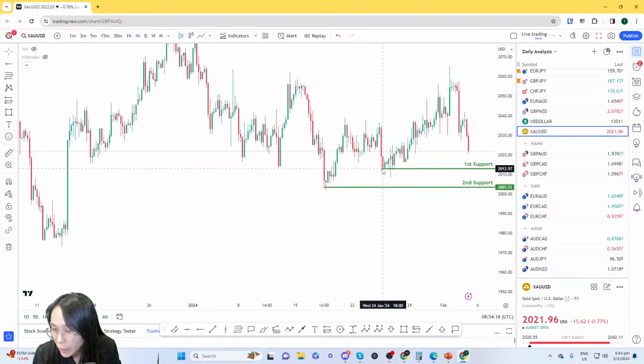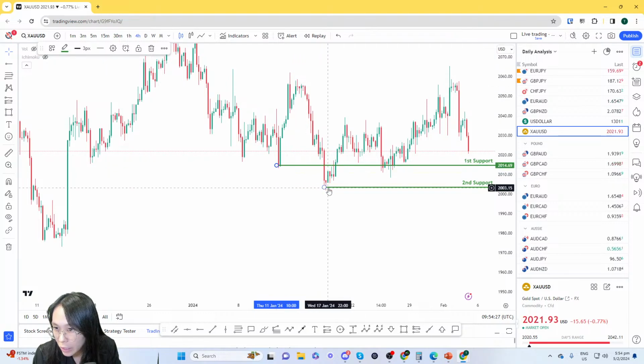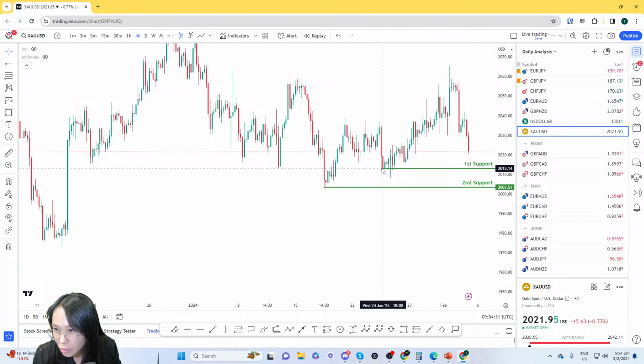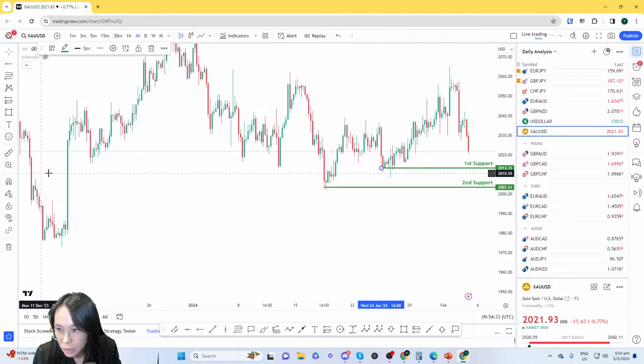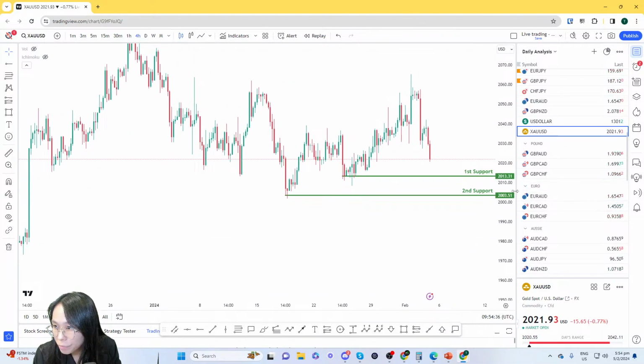I'm just gonna leave my first support at the wicks over here. If I were to pull it back, it cuts off this very nice V shape, so I'm just gonna leave it here. Likewise for the second support.